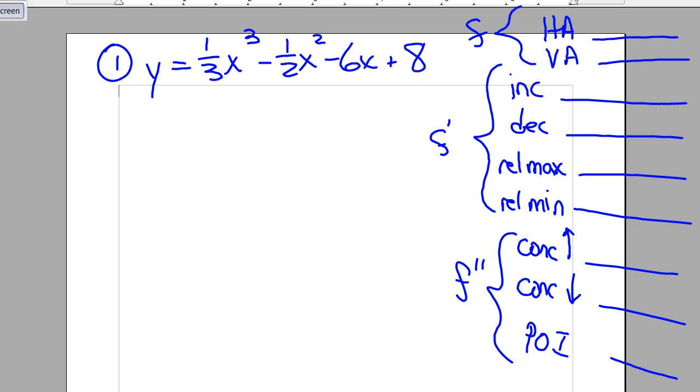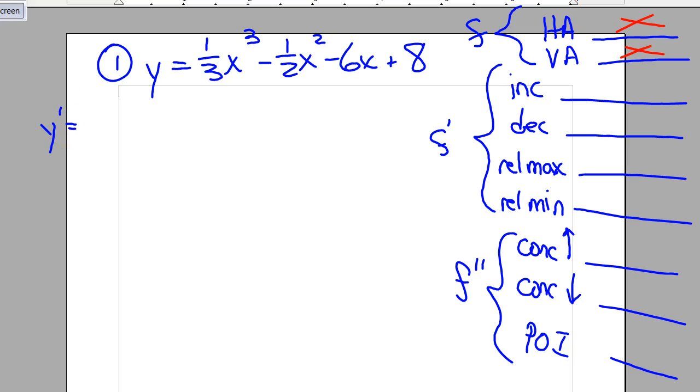Okay, so are there any horizontal or vertical asymptotes in this? No, why not? There's not a fraction, right? There's not, because you have to have an entire top and an entire bottom. And you've got fraction coefficients, but the entire formula is not a fraction. So there's no horizontal asymptotes, no vertical asymptotes. So let's take the derivative.